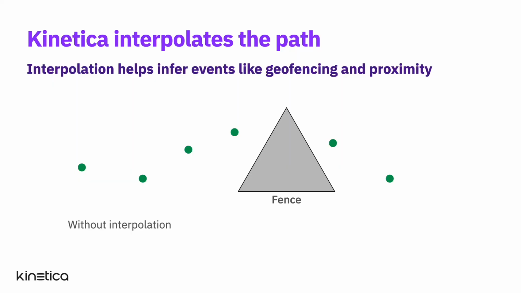Kinetica can use these timestamps and spatial coordinates, along with an ID variable, to create a native track object. The key feature of a track object is that Kinetica interpolates the path between two subsequent timestamps. This allows us to infer events like intersection with a geofence, which would have been missed otherwise.